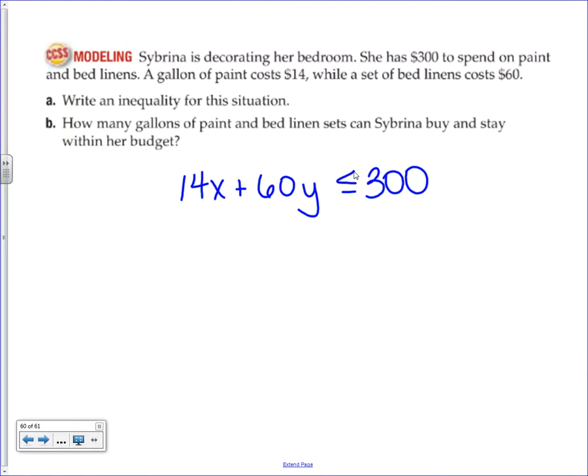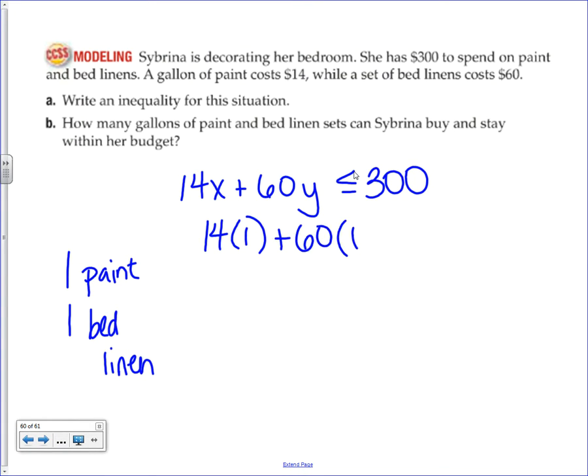Then it says, how many gallons of paint and bed linen sets can Sabrina buy and stay within her budget? 1 of each? 1 paint, 1 bed linen. So that'd be 14 times 1 plus 60 times 1. What does that give you? Does that work? Is that the only answer?